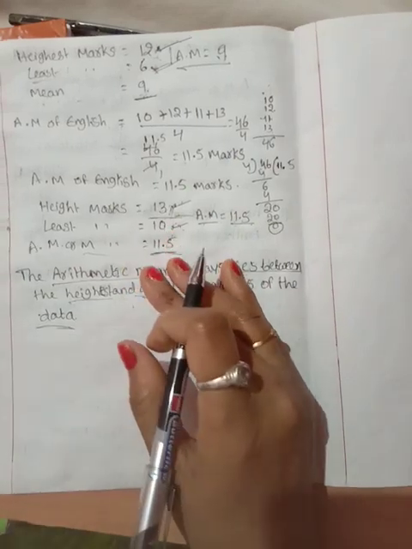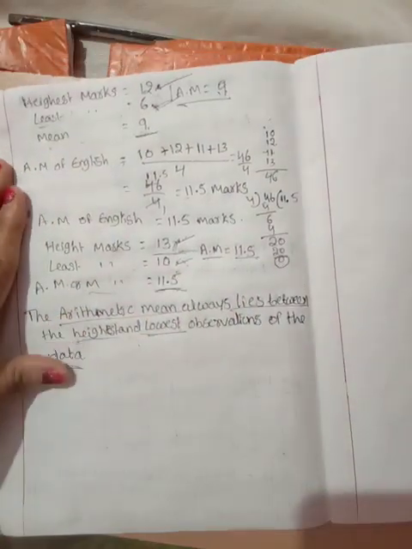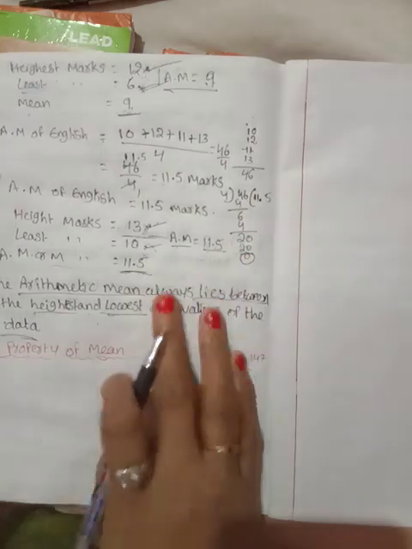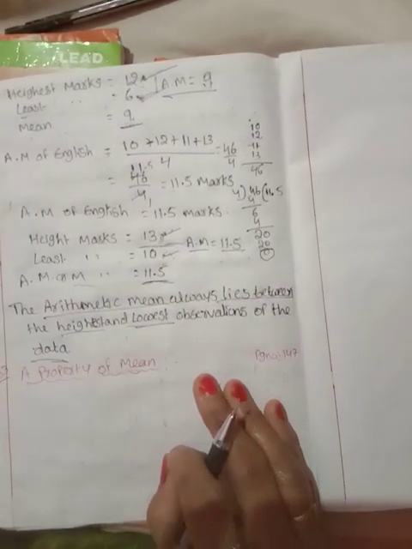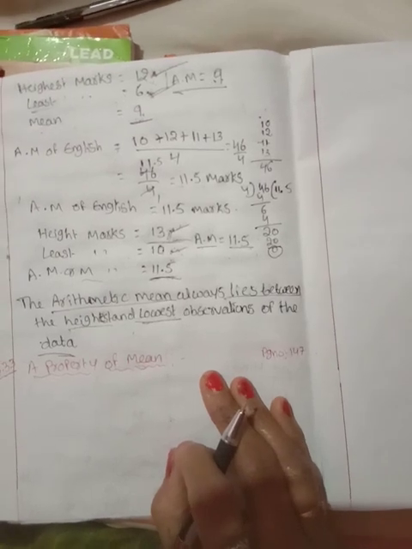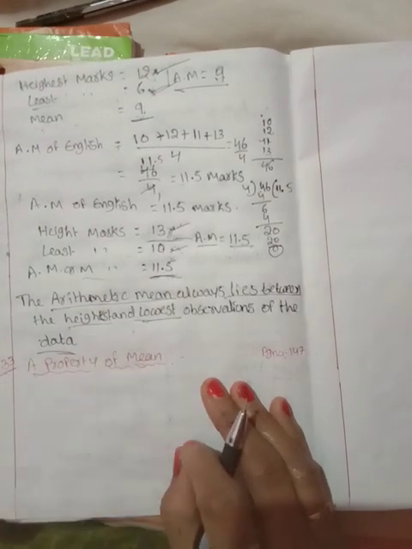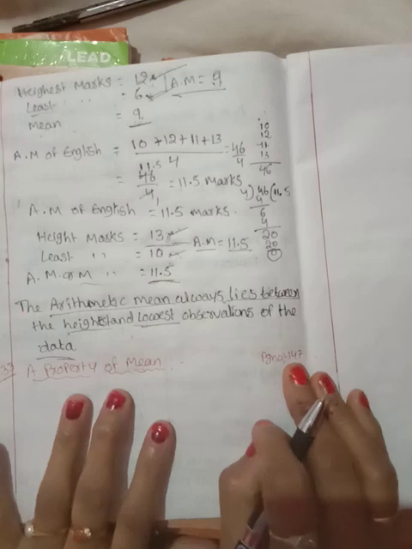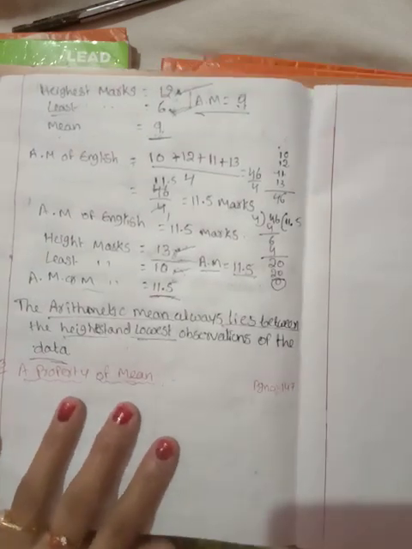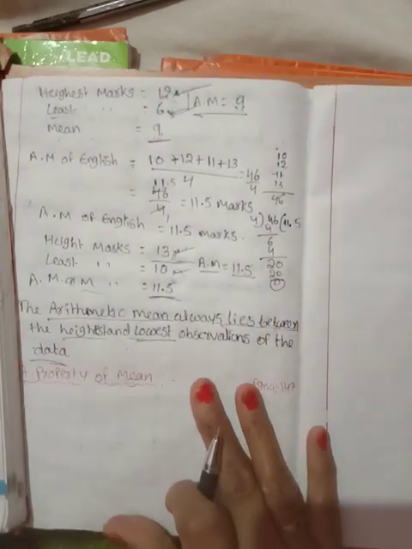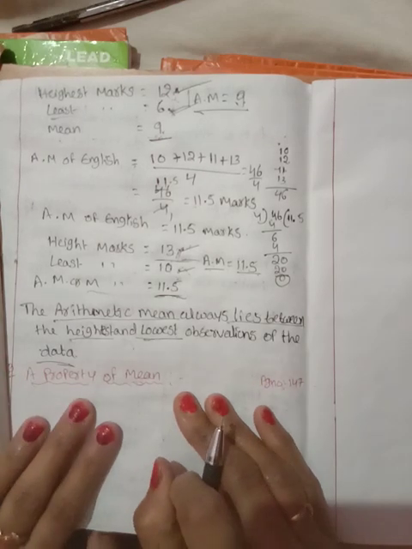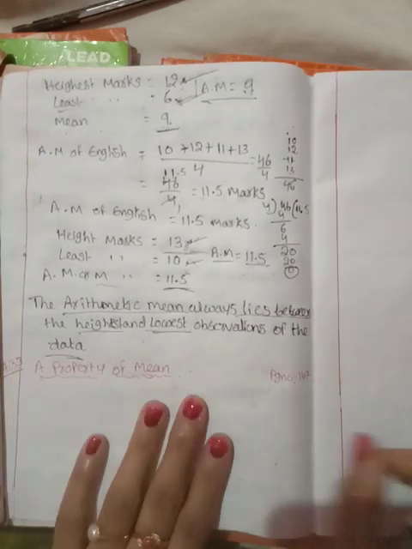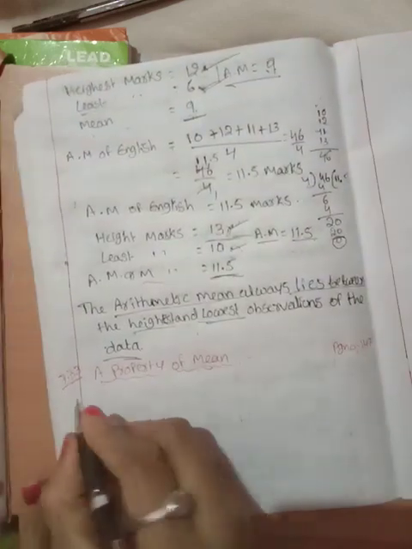Shall I go to the next topic? Yes. Okay, continue to the next topic. That is 7.3.3, a property of mean only. The page number is 147. In another topic, through one example, we will learn this property of mean. What is the property of mean? You will learn it through one example.